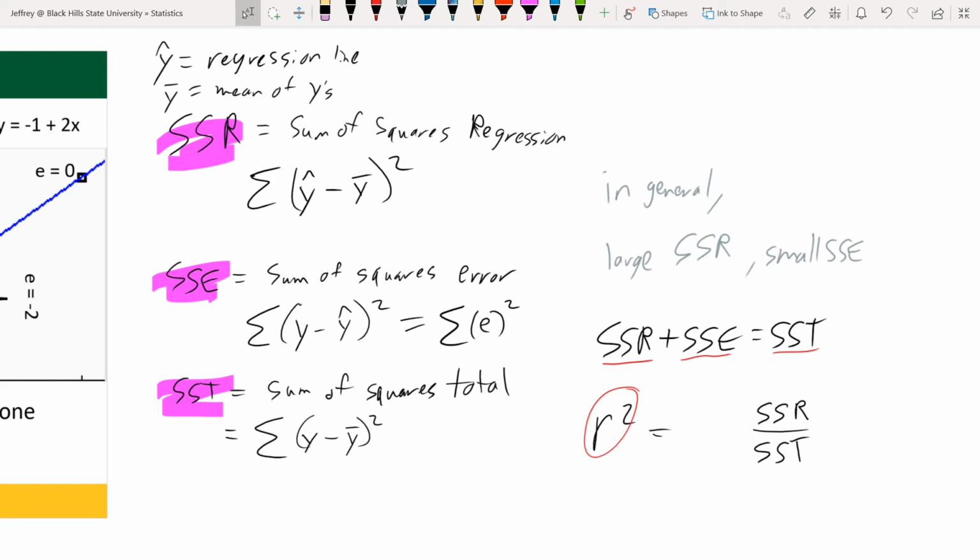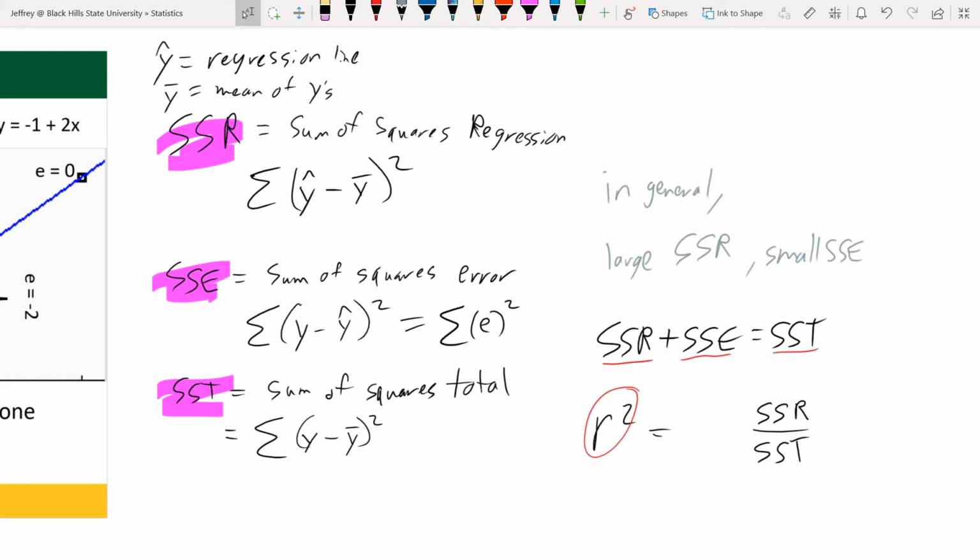So where does r squared fit into all of this? Well, r squared is just the sum of squares regression divided by sum of squares total. So the idea is we want SSR to be large relative to the sum of squares total.